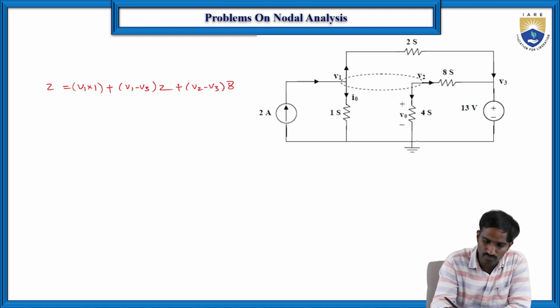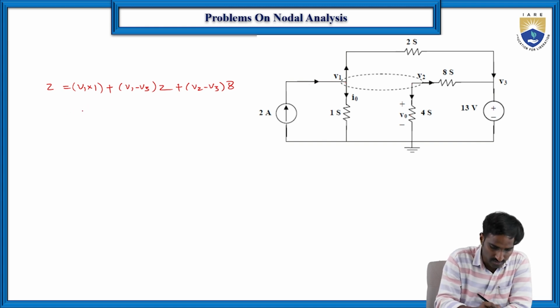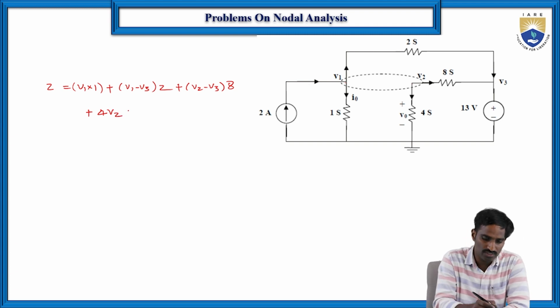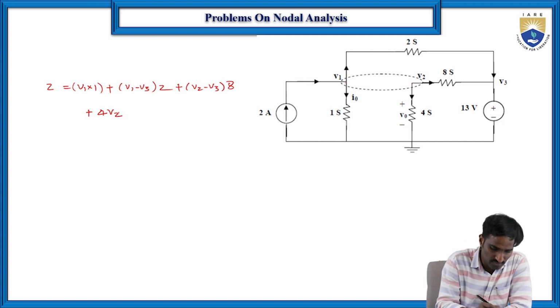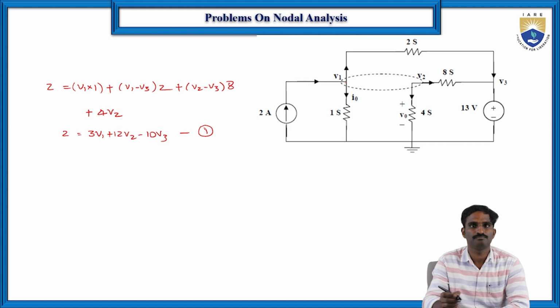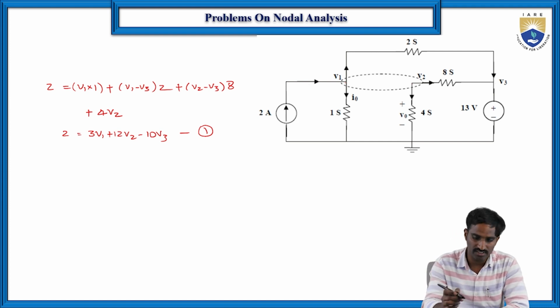Then another one, V2 minus 0 into 4, and V2 minus 0 means 4 into V2. So this is equation number 1, and by simplifying this, you will get 2 is equal to 3V1 plus 12V2 minus 10V3. This is the first node equation.